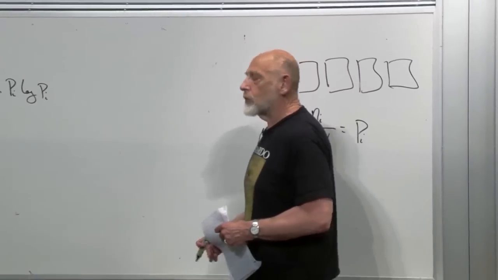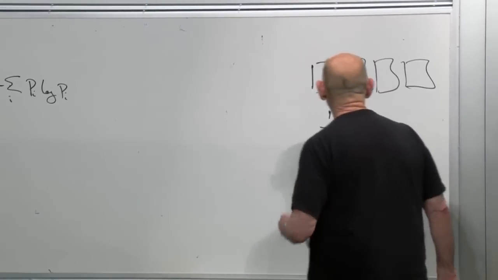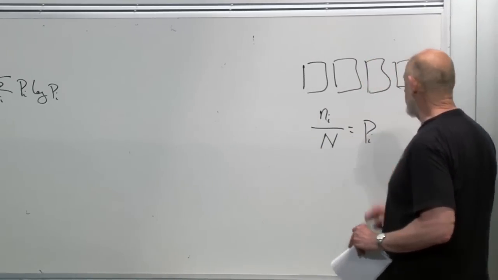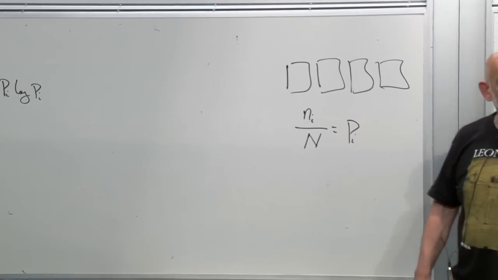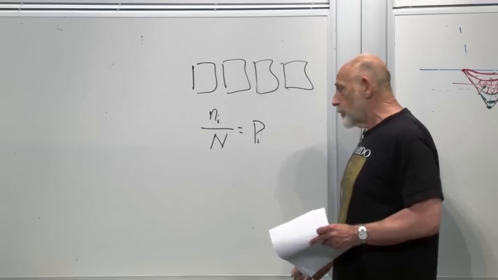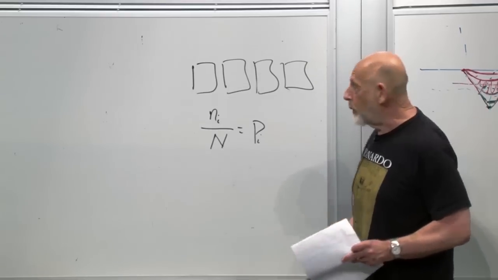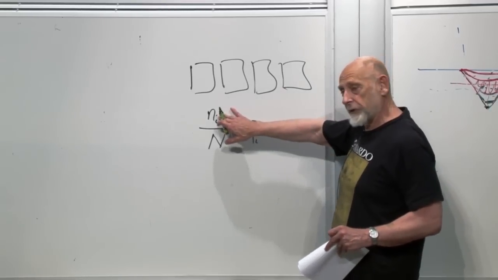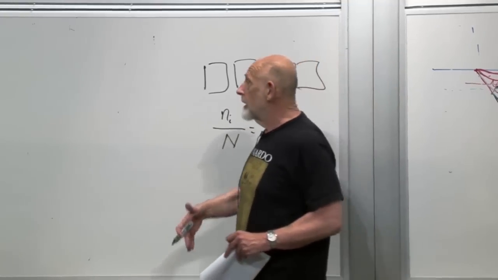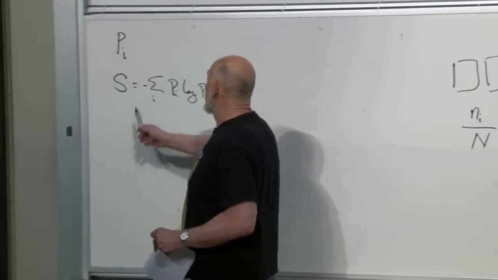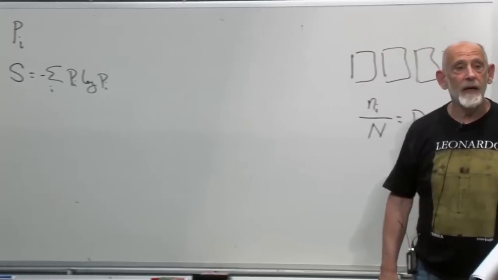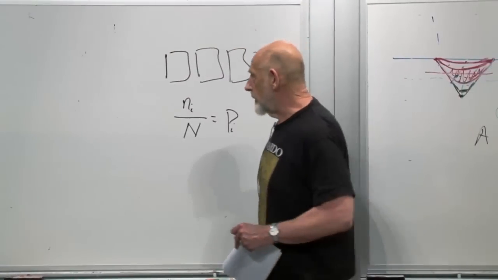that if we wrote that out, writing that little n sub i over big N is P sub i, we found out that what we wanted to do to find out what set of occupation numbers was the most likely set of occupation numbers turned out to be to maximize the entropy. Maximize the entropy, but subject to a constraint.